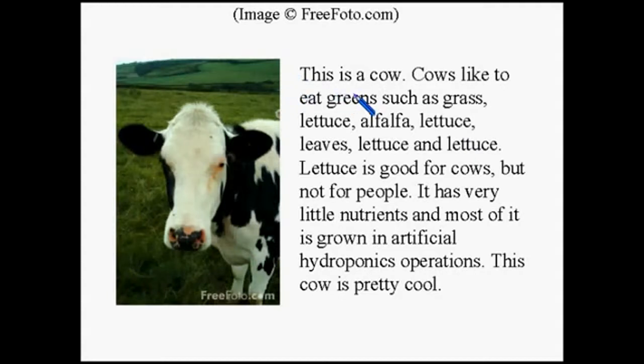This is a cow. Cows like to eat greens such as grass, lettuce, alfalfa, and leaves. Lettuce is good for cows, but not for people. It has very little nutrients, and most of it is grown in artificial hydroponics operations. This cow is pretty cool.